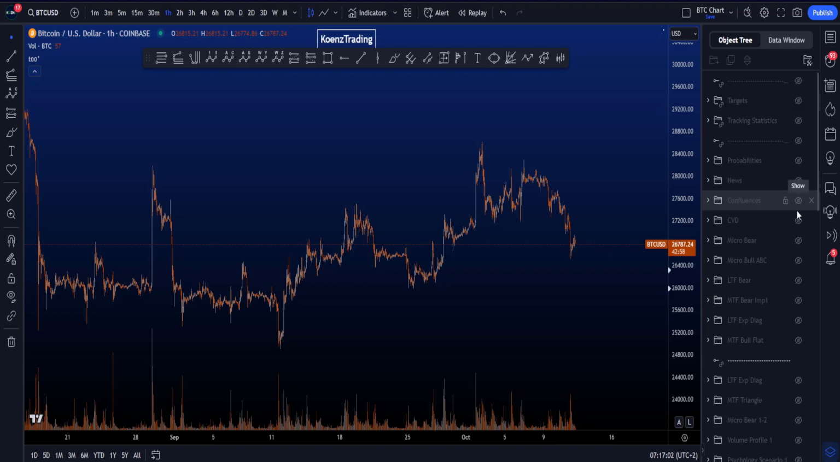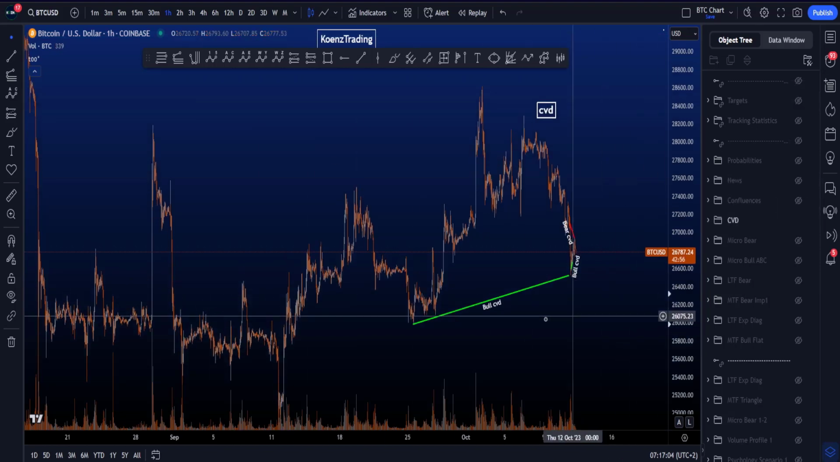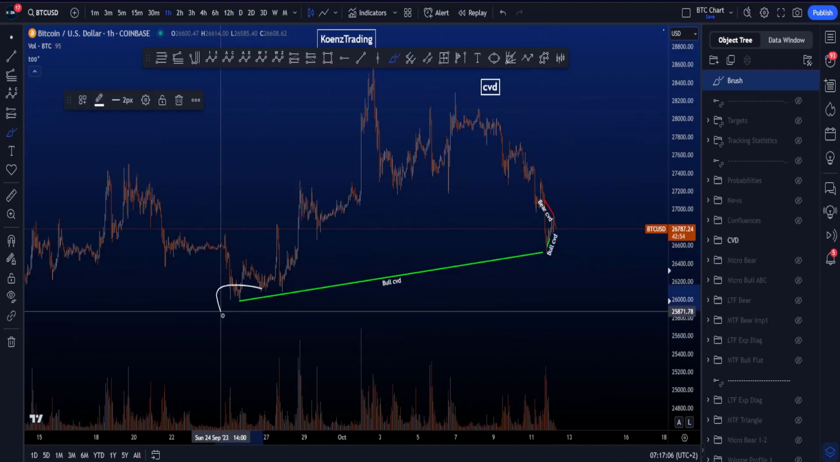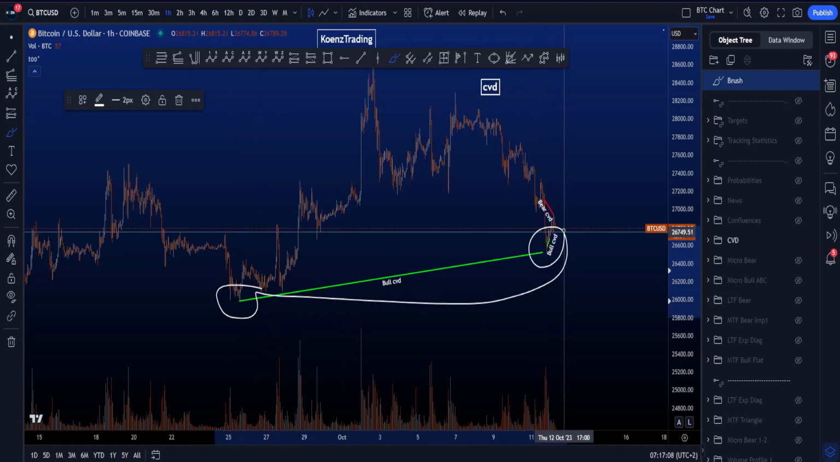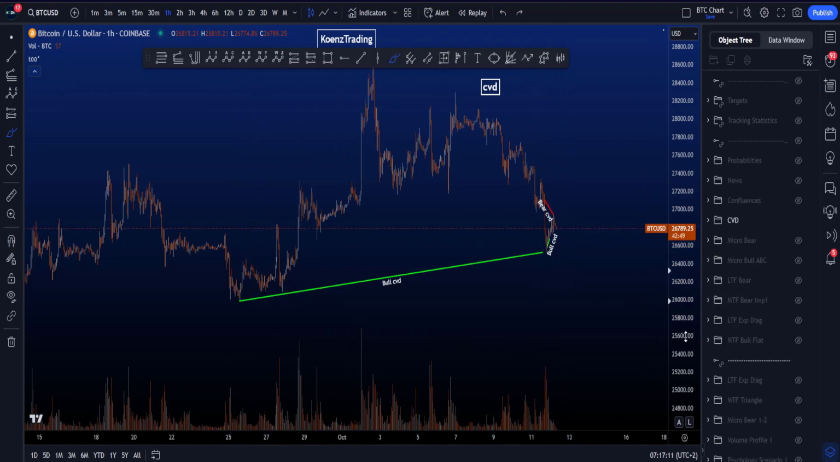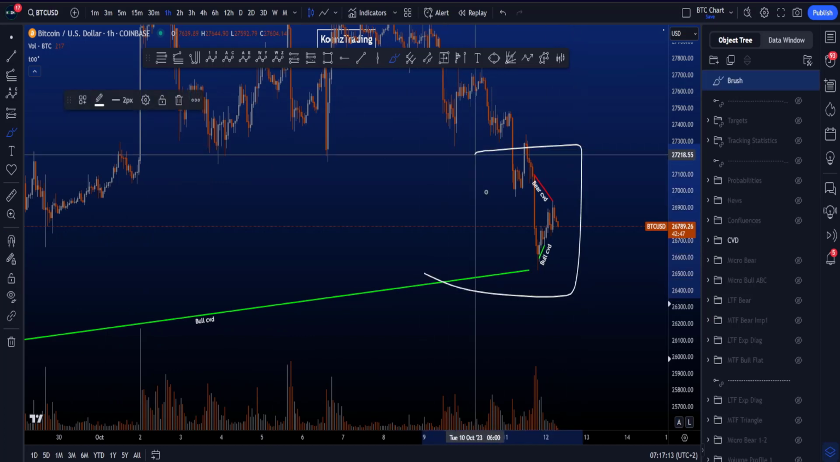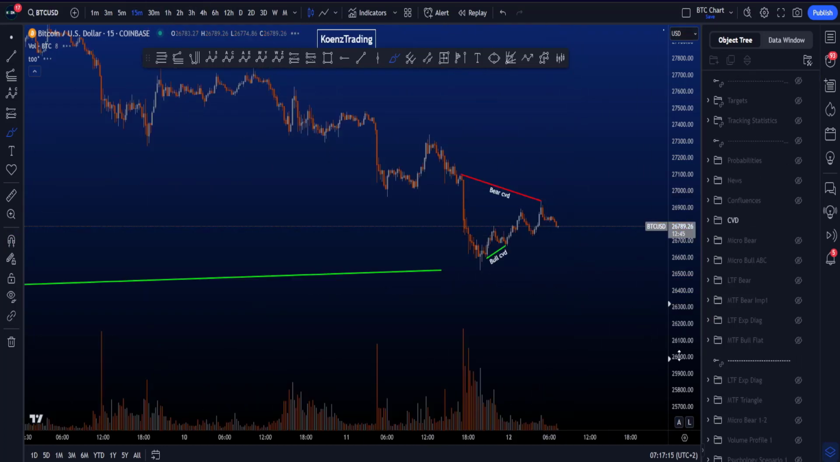Now, if we then look at the CVD divergences, then over here you do see we have some, let's say bullish CVD divergences, higher low in price, lower low on the CVD. So that is a bullish CVD divergence, but the local CVDs have priority, always have priority.